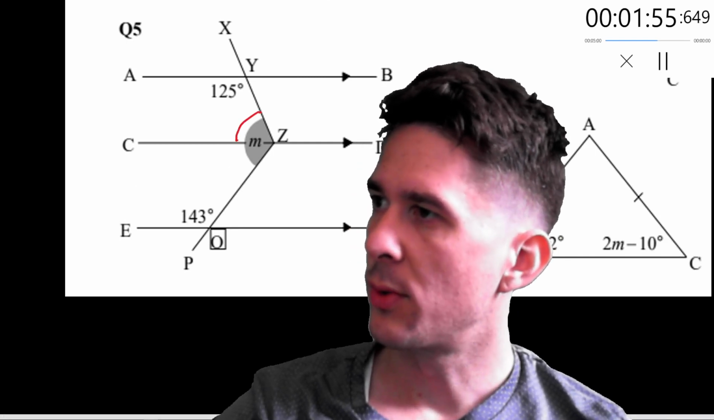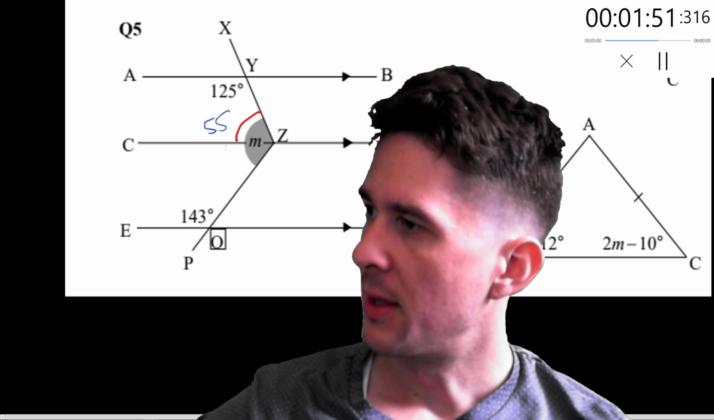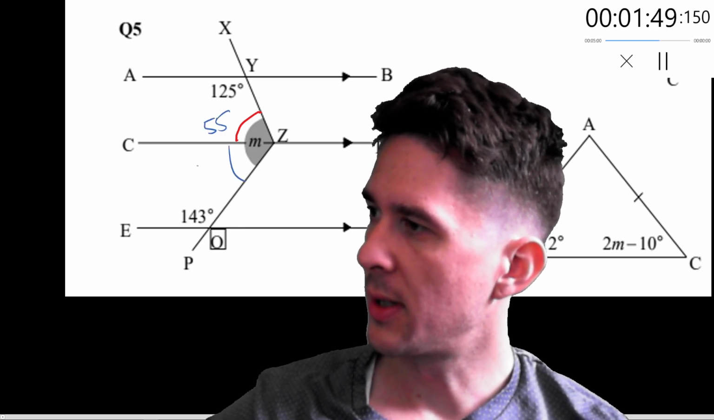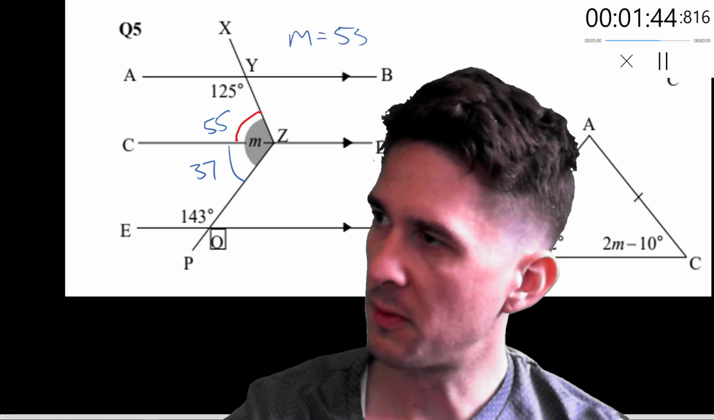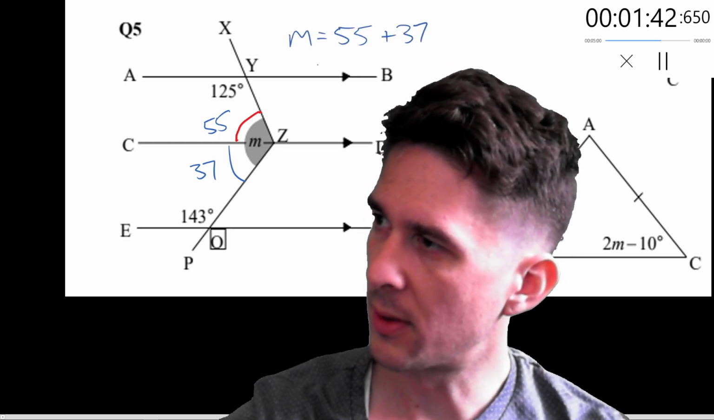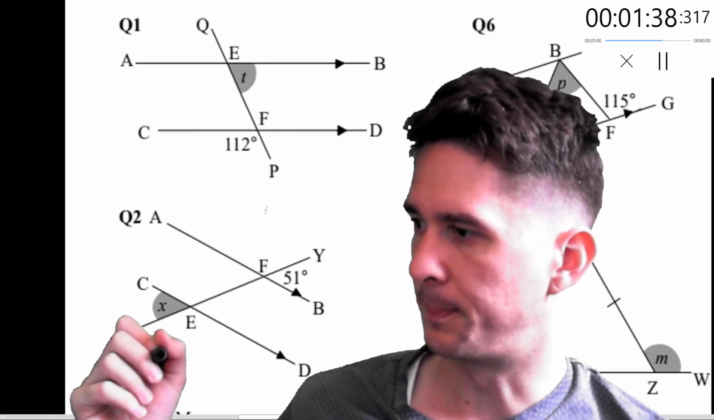This is co-interior with 125, so that means it's got to be 55. This is co-interior with 143, so that means it's got to be 37. In other words, M is what we get if we take the 55 part and add the 37 part. In other words, M is 92 degrees. All right, next one.